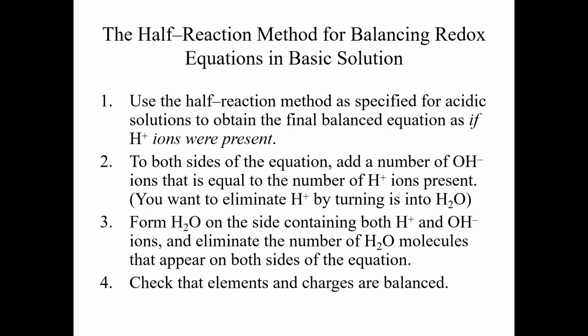To both sides of the equation, add a number of OH⁻ ions equal to the number of hydrogen ions present. So you want to eliminate the hydrogen ions by turning them into water molecules, and of course form water molecules on the side containing both hydrogen ions and OH⁻ ions. Then you eliminate the number of water molecules that are shared on both sides of the equation. And then the last rule is to check that elements and charges are balanced.